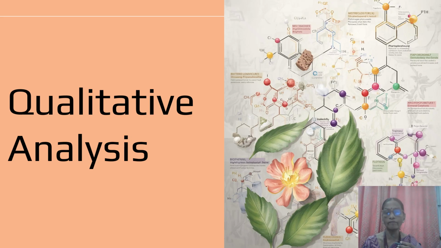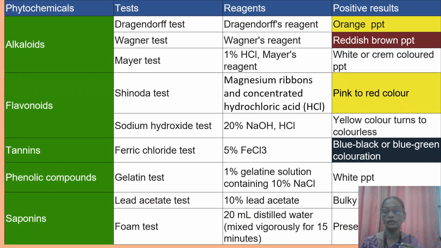Coming to the qualitative analysis, in any phytochemical analysis after the extraction, whatever may be the method, the nature of the bioactive compounds is identified, because all the extracts, whatever they may be, contain different types of compounds, because the plant is a multi-component system. So we have to do simple chemical tests at the laboratory level.